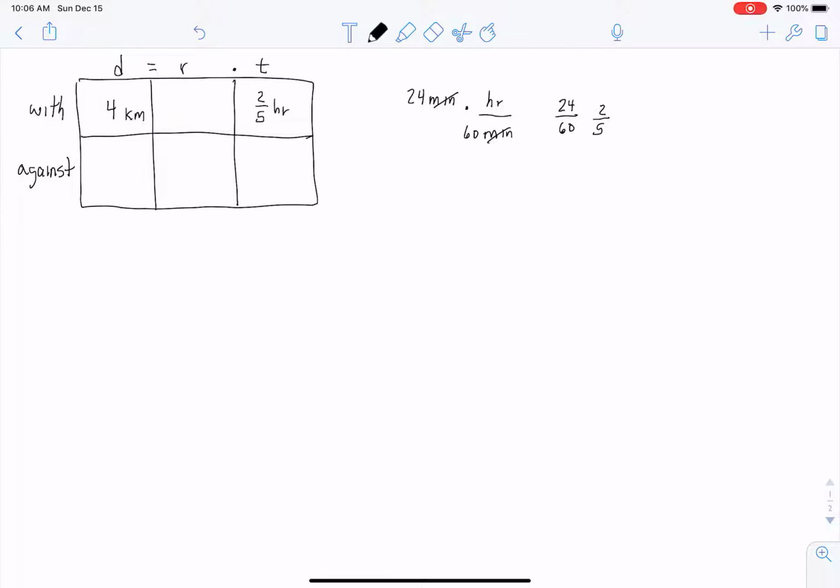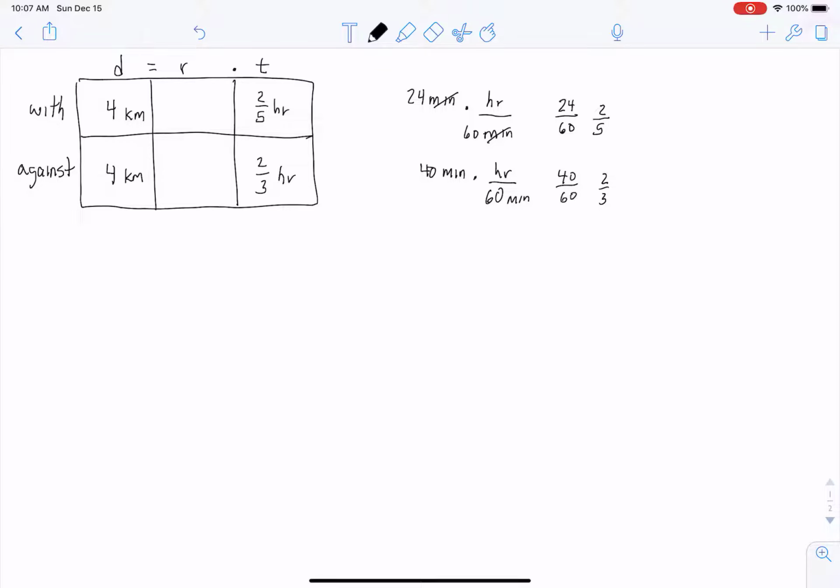Okay, and now the next one, the same distance. The same distance, 4 kilometers, would take 40 minutes against the current. So again, 40 minutes times hour over 60 minutes is 40 over 60, which is 4/6, which is 2/3. So we have 2/3 of an hour.